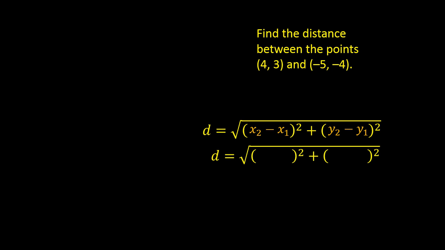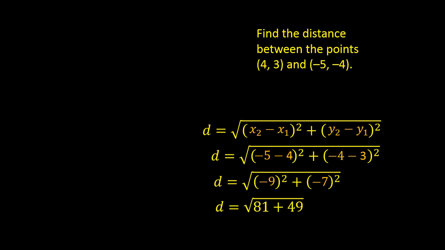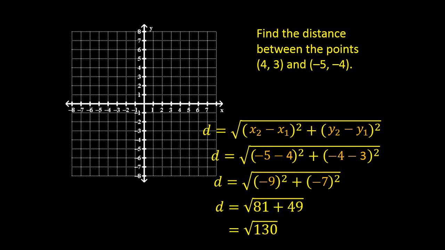So in this case, the difference in our x coordinates is negative 5 minus 4, and the difference in our y coordinates is negative 4 minus 3. So that means we need to square negative 9 and square negative 7, add those numbers together, and take the square root. So we get a distance of the square root of 130 units.